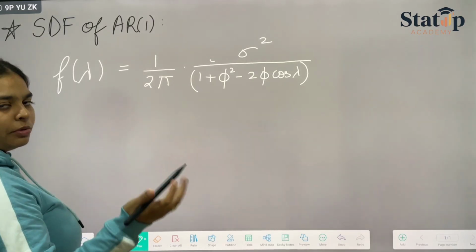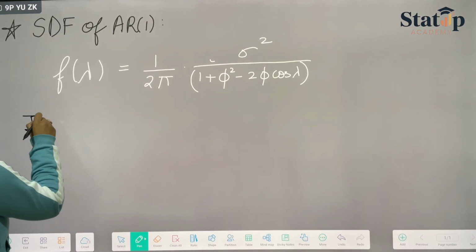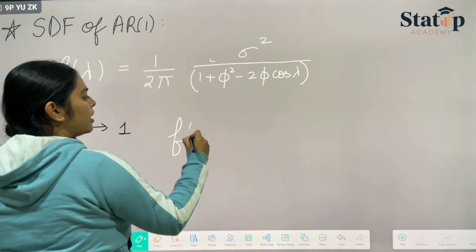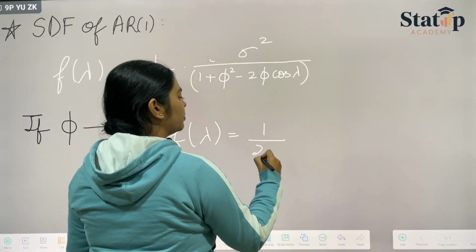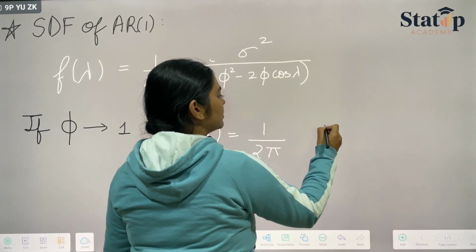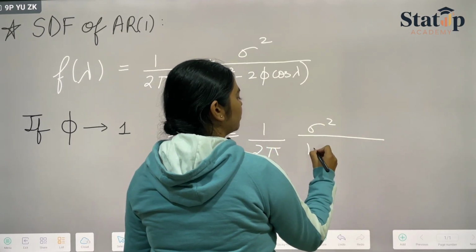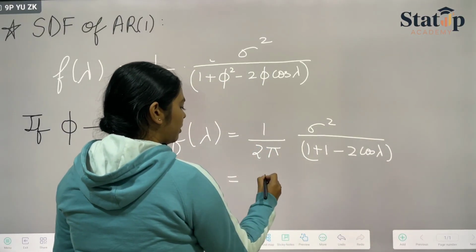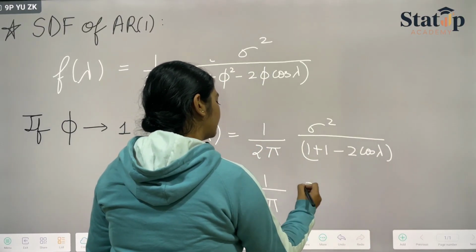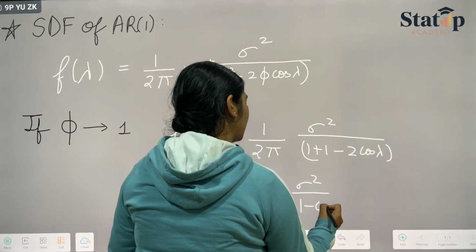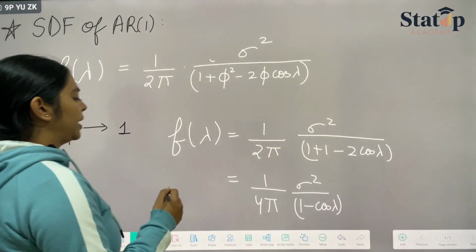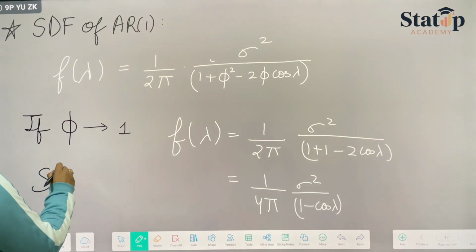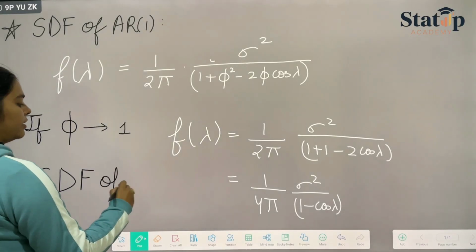Now we'll draw the graph. Before that, I want you to know that if phi reaches 1, then the spectral density function becomes f(lambda) equals 1 upon 2 pi, sigma square upon 1 plus 1 minus 2 cos lambda, which is nothing but 1 upon 4 pi, sigma square upon 1 minus cos lambda. This is the spectral density function of the random walk model.